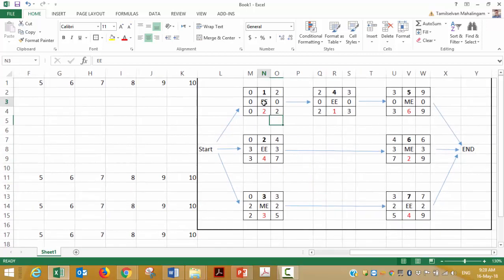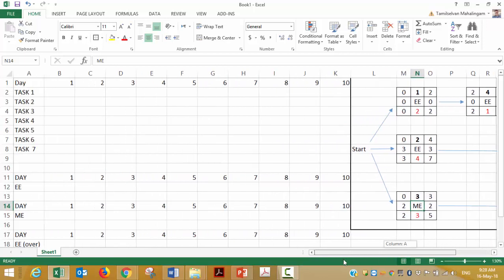What you understand from this one is, for activity 1, we need electrical engineer for 2 days. For activity 2, we need electrical engineers for 4 days. For activity 3, we need mechanical engineers for 3 days. Let's just first finish these 3, then we'll come to this one.